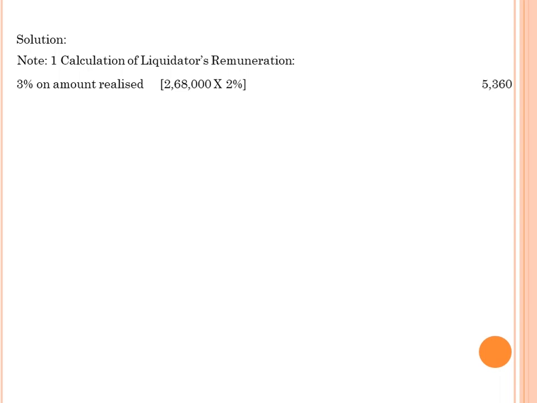How much are the assets realized? 2,68,000 into 2% is 5,360. Then the 2% on amount paid to the unsecured creditors. How much is given for unsecured creditors? 2,24,000. So we want to find whether at the time of settlement of unsecured creditors we have a sufficient or insufficient amount, and based on that we find the remuneration. Now we move on to the liquidator's final statement.